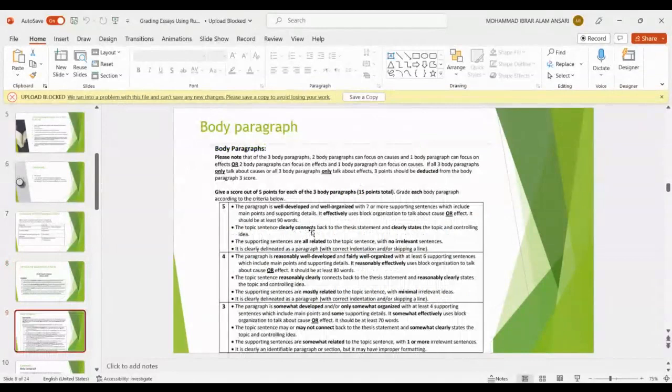Have a look at the body paragraphs now. These are performance statements. The paragraph is well developed and well organized with 7 or more supporting sentences. So when students are able to write more than 7 sentences and they are well organized, well developed, then they're supposed to get a 5 here.